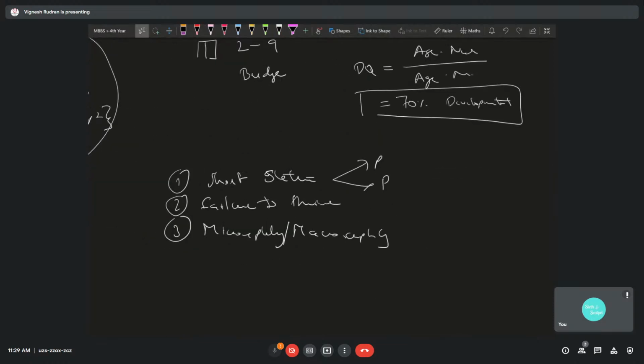The various reasons for short stature are going to be either nutritional, genetic, or some kind of growth hormone deficiency, or hypothyroidism, or some kind of psychosocial short stature. All of these are the points which you can say. Same thing is for failure to thrive, where the baby doesn't gain weight. Short stature is height is less. Failure to thrive is doesn't gain weight.